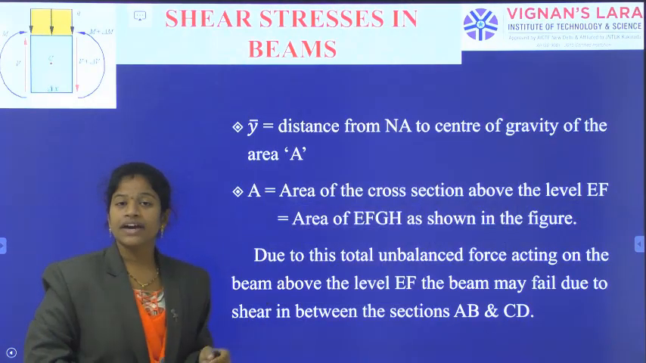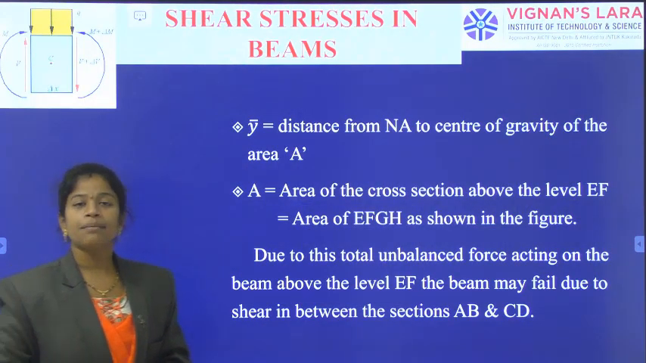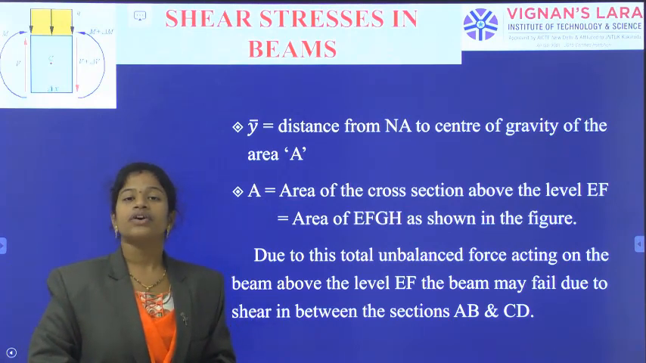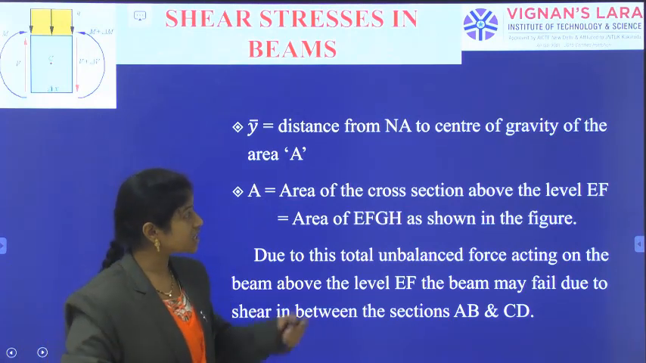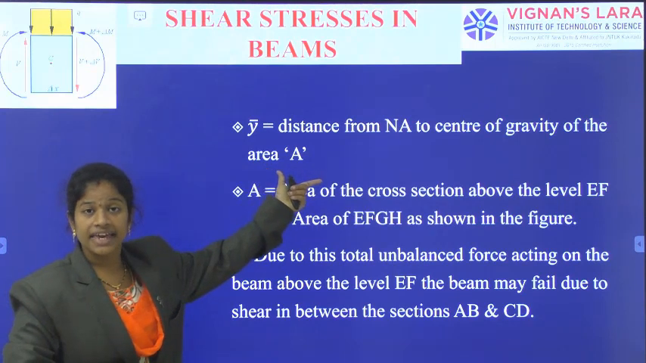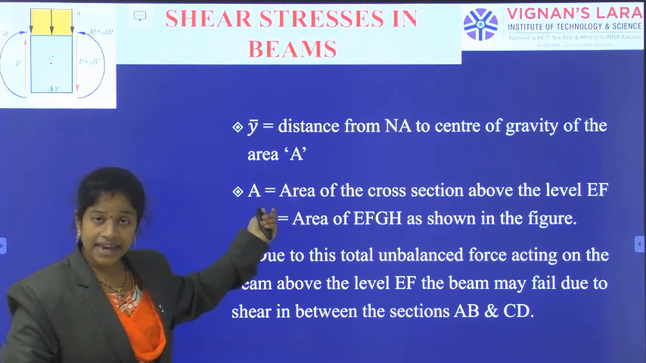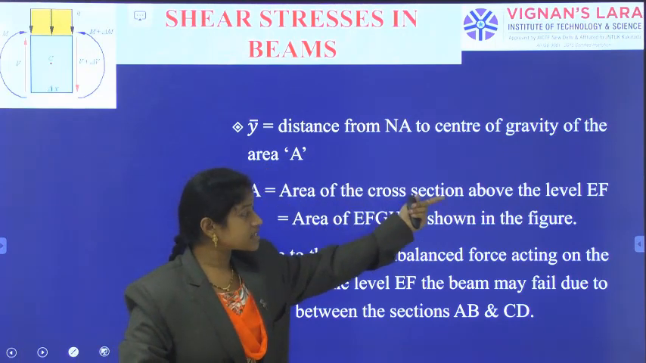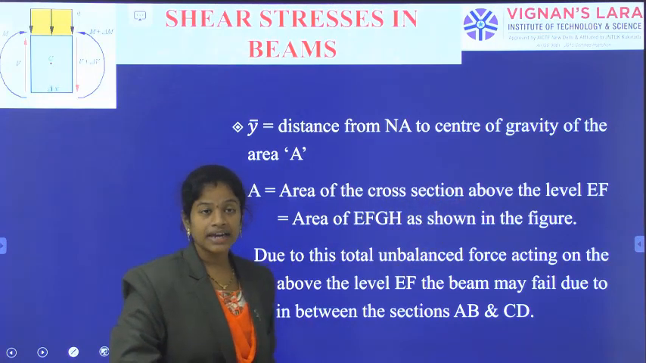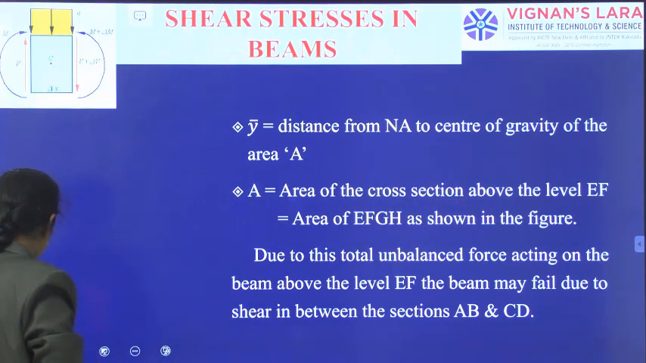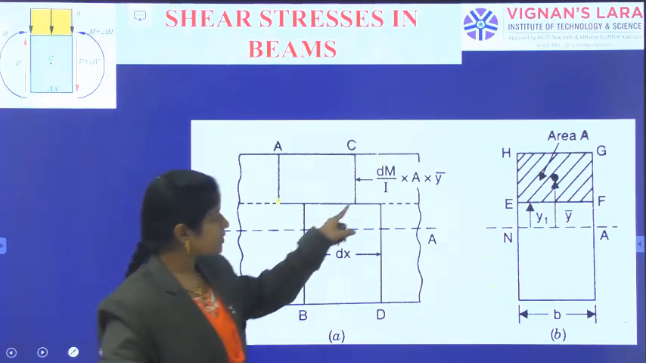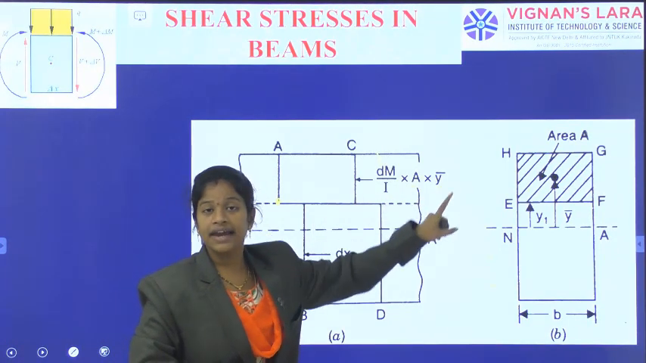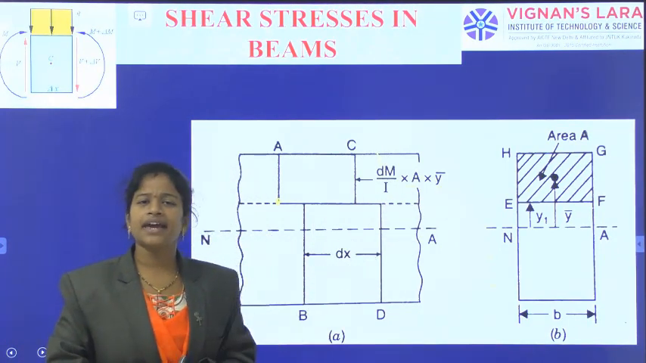And what is that y bar and what is that A? Y bar is nothing but the distance of the center of gravity of the portion above the area, and capital A is the area of the cross section above the level EF, that we can indicate as EFGH in the figure. See here, I have indicated capital A and y bar. What are this capital A and y bar?